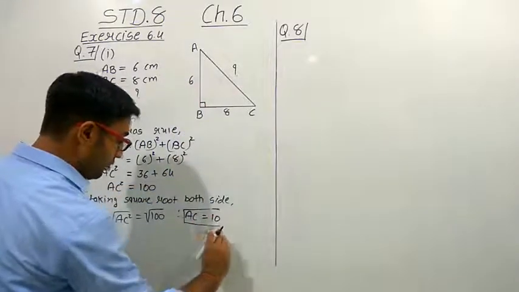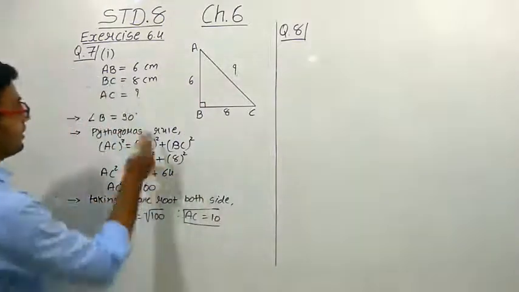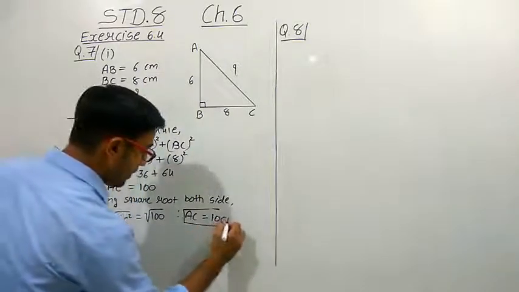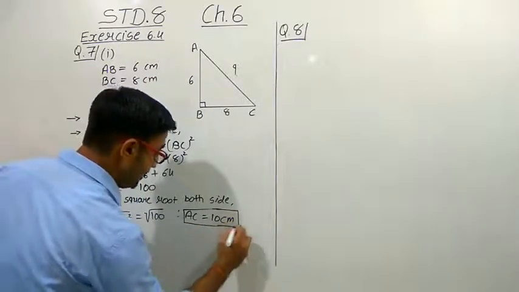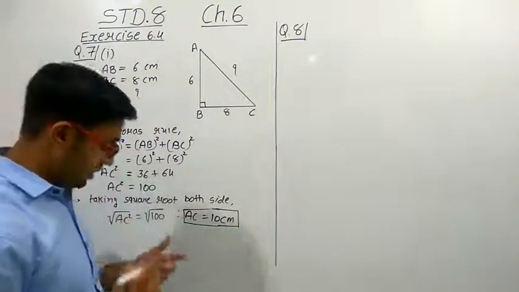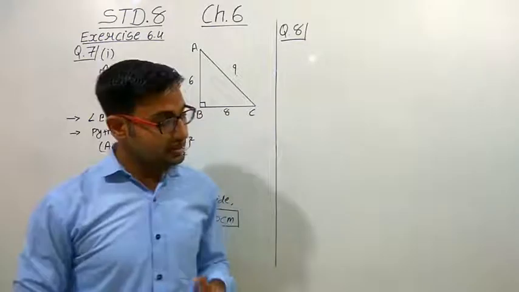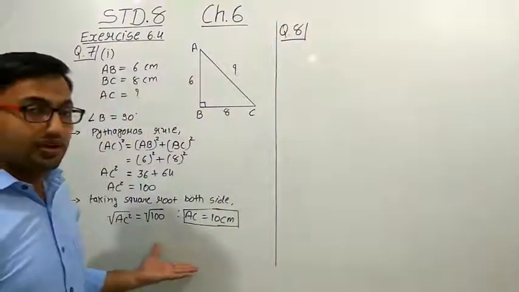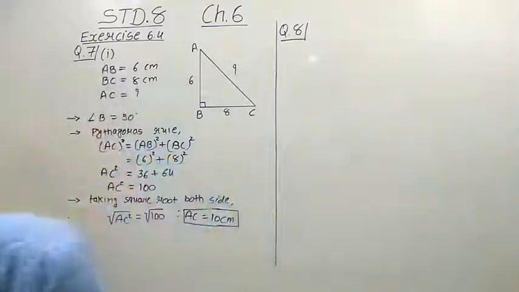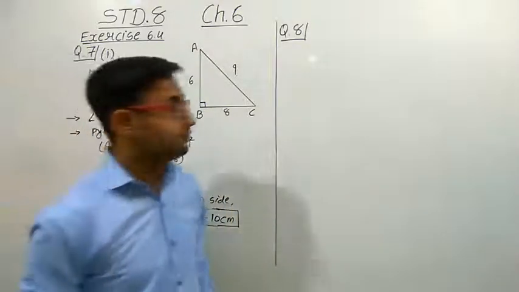Here we also have to write down the unit. The two given sides are in the unit centimeter, so this side also has the unit centimeter. So this is question number 7, sub question number 1. In the same way, we can solve the second question given in question number 7. Okay, now let us study question number 8.